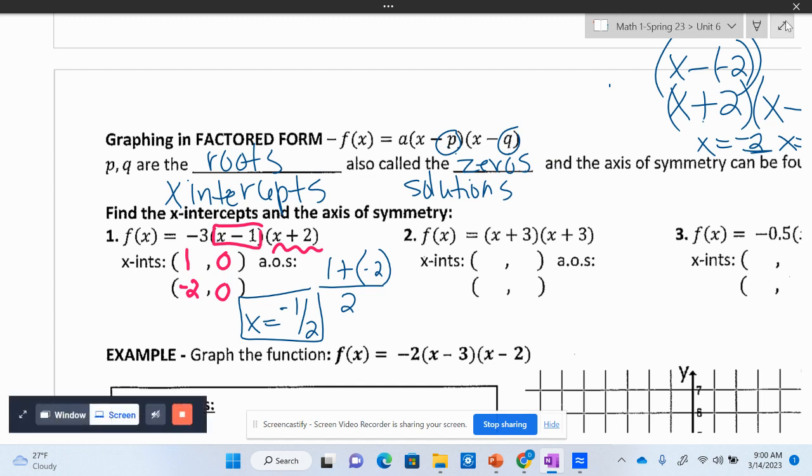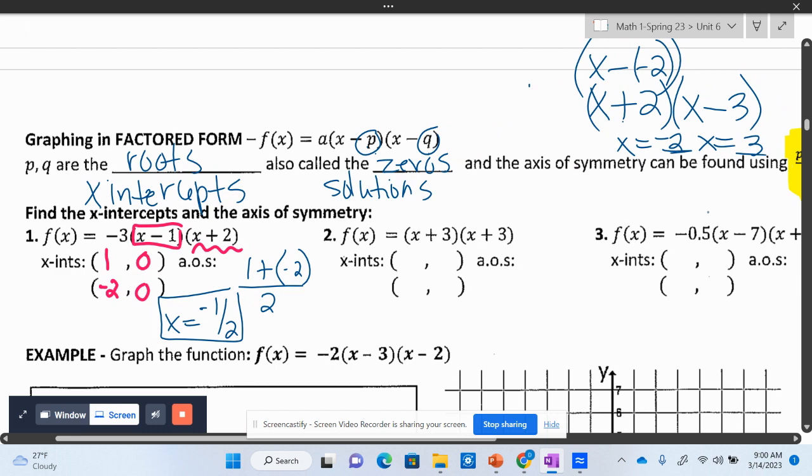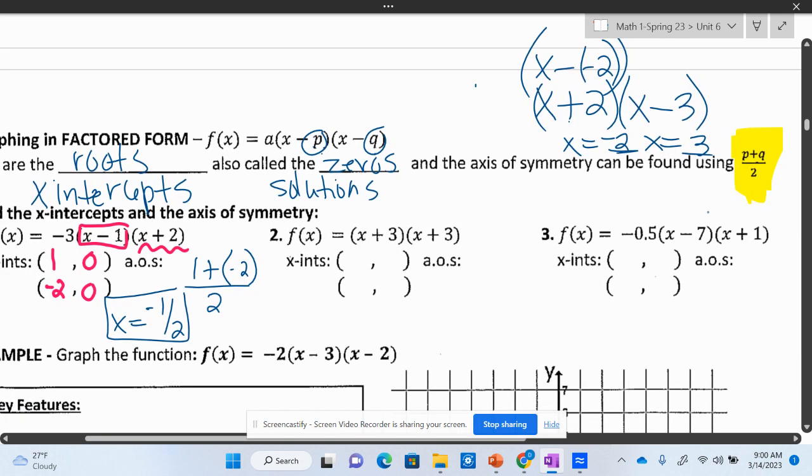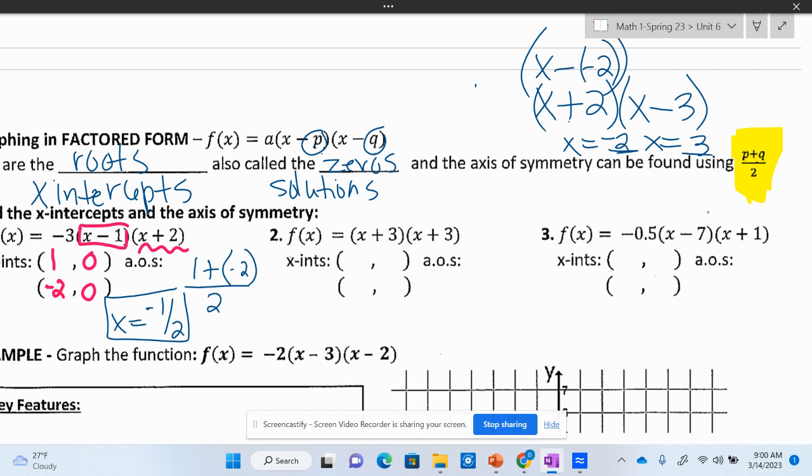So we're going to do number 3. I'm not going to do number 4. Sorry, we're going to do number 2. I'm not going to do number 3. It's posted. So number 2, what are the two solutions right there? Y equals 0. So what are my two solutions?